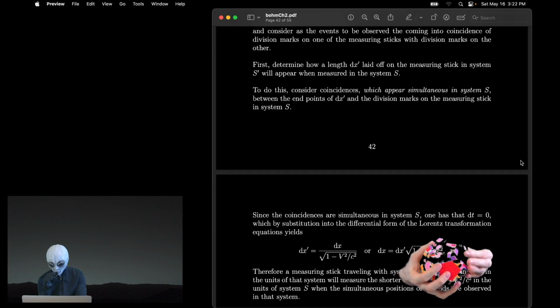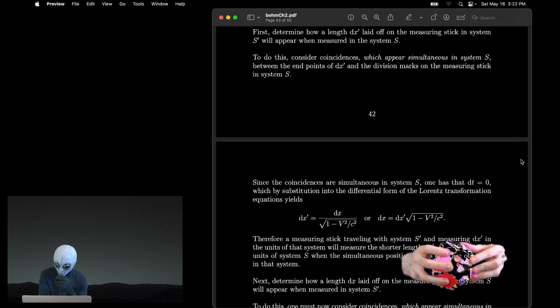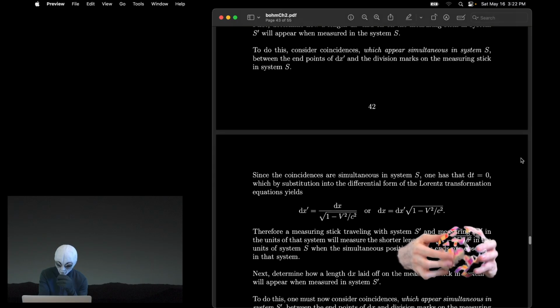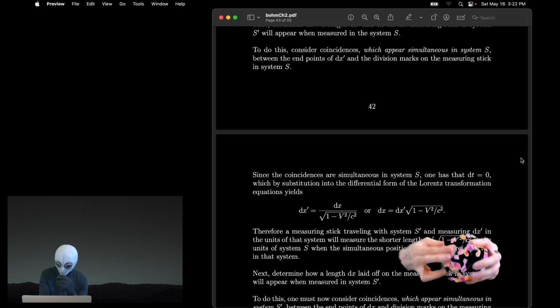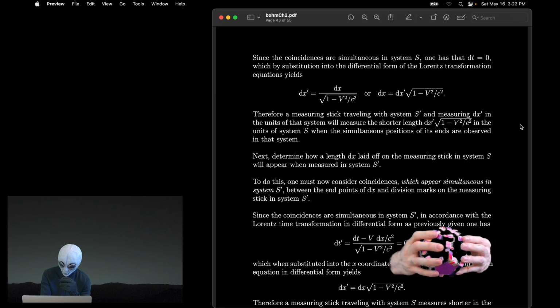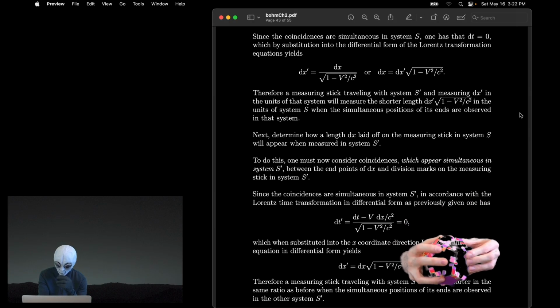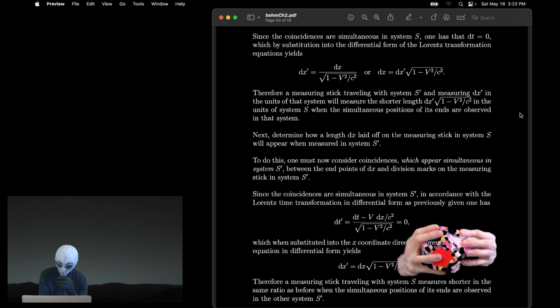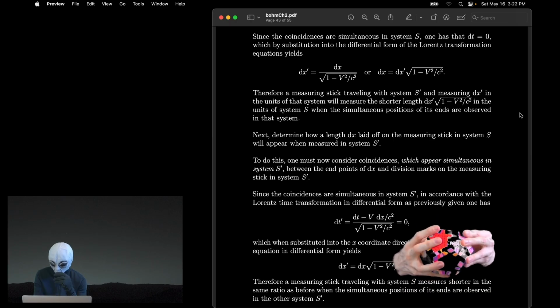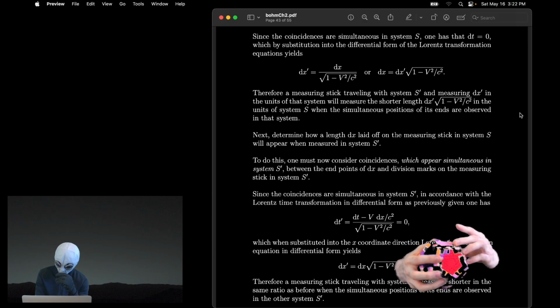First, determine how length dx prime laid off on a measuring stick in the system capital S prime will appear when measured in a system capital S. To do this, consider coincidences which appear simultaneous in system capital S between the endpoints of dx prime and the division marks on the measuring stick in system capital S. Since the coincidences are simultaneous in system capital S, one has that dt equals 0, which by substitution into the differential form of the Lorentz transformation equations yields dx prime equals a fraction with the numerator of dx all over denominator of the square root of 1 minus capital V squared over lowercase c squared, or dx equals dx prime times the square root of 1 minus capital V squared over lowercase c squared.